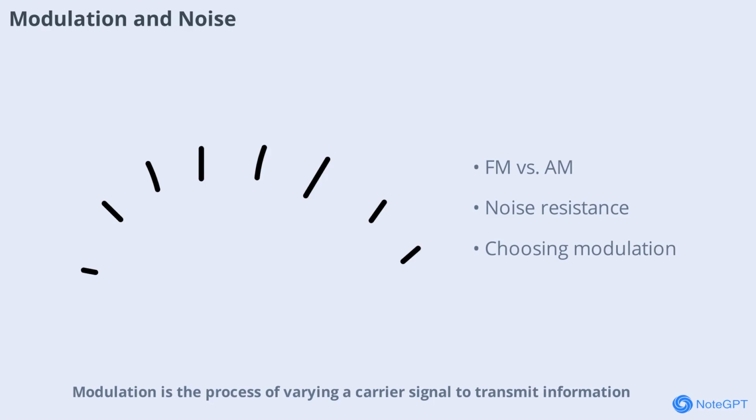Modulation is the process of varying a carrier signal to transmit information. Different modulation techniques have varying levels of resistance to noise. For example, frequency modulation (FM) is less susceptible to amplitude noise than amplitude modulation (AM). Choosing the right modulation method can significantly reduce the impact of noise on communication.